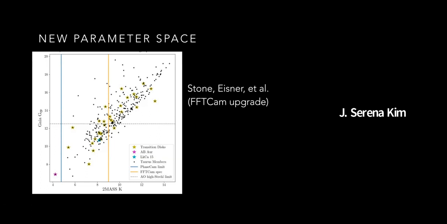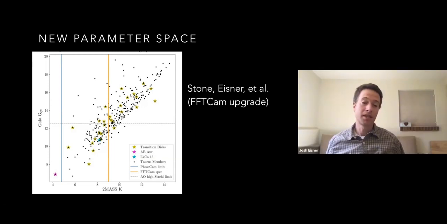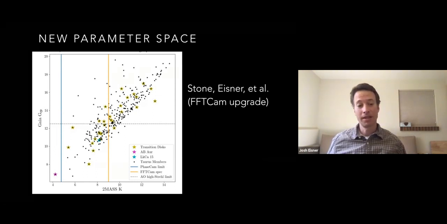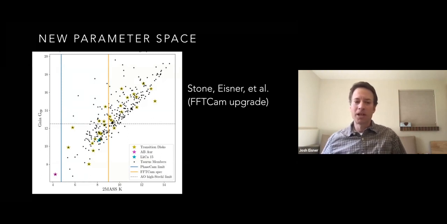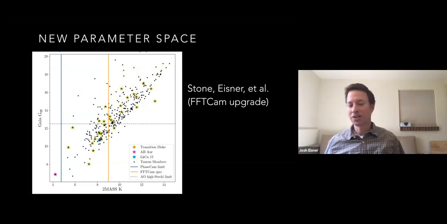And this is a plot he made showing pretty much where we think this will take us. So the blue line there is the current system sensitivity. It's about 5th magnitude in K. And that one star, AB Auriga, is pretty much the only young star that's even kind of accessible to this system. So we pretty much can observe almost none of these really typical young stars. I showed you the other two, MWC 349 and MWC 297, we were able to get with that sensitivity. And all those yellow stars are transition disks. We can't do any of them with the current system.